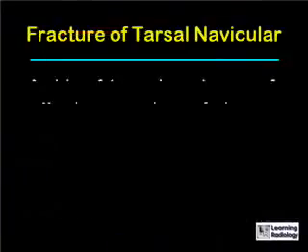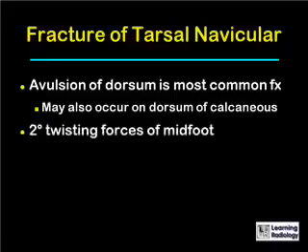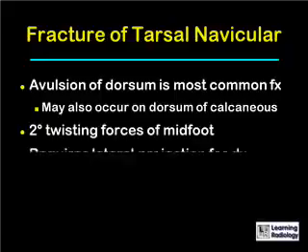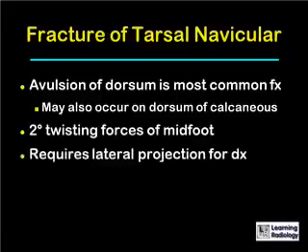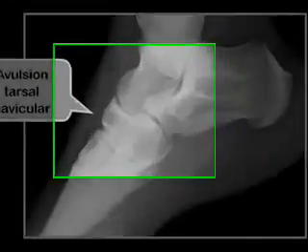Fractures of the tarsal navicular usually are avulsions of the dorsal aspect. There may also be avulsions of the dorsal aspect of the calcaneus as well. These are secondary to twisting forces of the midfoot. They require a lateral projection on conventional radiography in order to be seen, and they tend to be treated conservatively. This is an avulsion fracture of the dorsal aspect of the tarsal navicular. You can sometimes see the same finding along the dorsal aspect of the calcaneus.